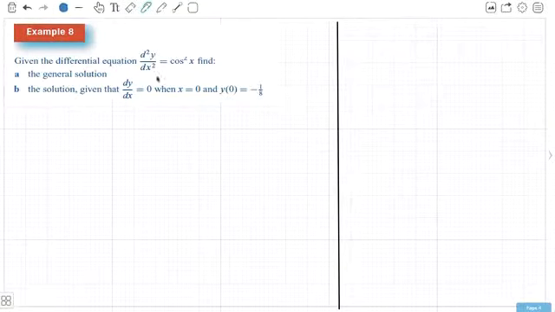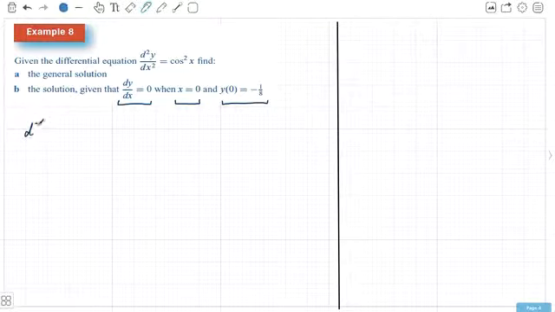So in this example, we're looking at a second order differential equation. We need to solve this to find the general solution, and then we need to find the solution given a couple of conditions. We've got a condition on the derivative and also a condition when x equals 0 and y is equal to negative 1/8.